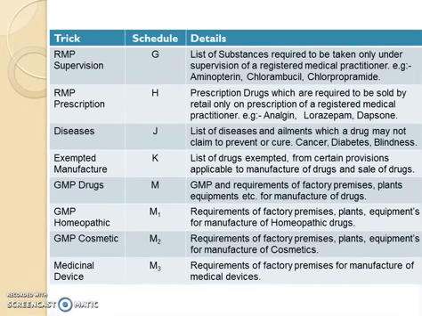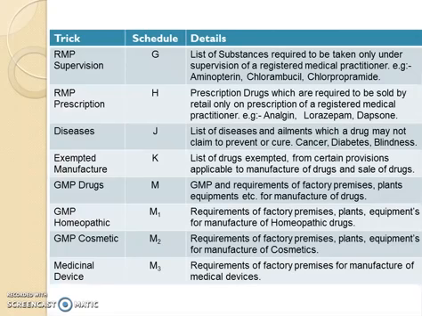Schedule G, list of substances required to be taken only under supervision of a registered medical practitioner. Example, aminopterin, chlorambucil, chlorpropamide. H. Prescription drugs which are required to be sold only on prescription of a registered medical practitioner. Example, analgin, lorazepam, dapsone. J. List of diseases and ailments which a drug may not claim to prevent or cure. Diseases as cancer, diabetes, and blindness cannot be claimed to be cured.